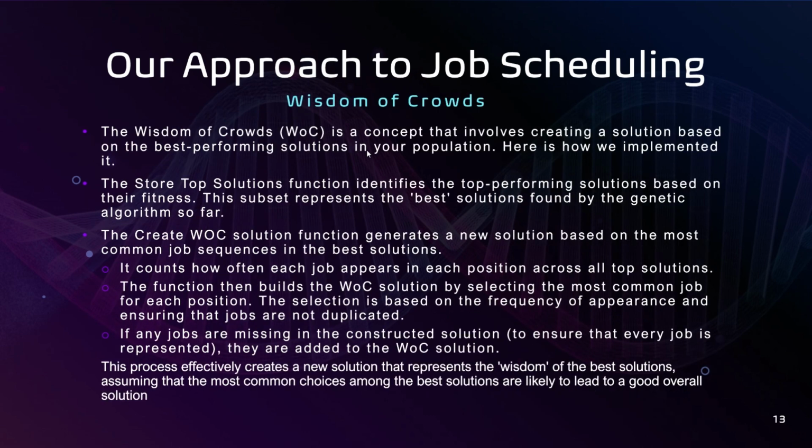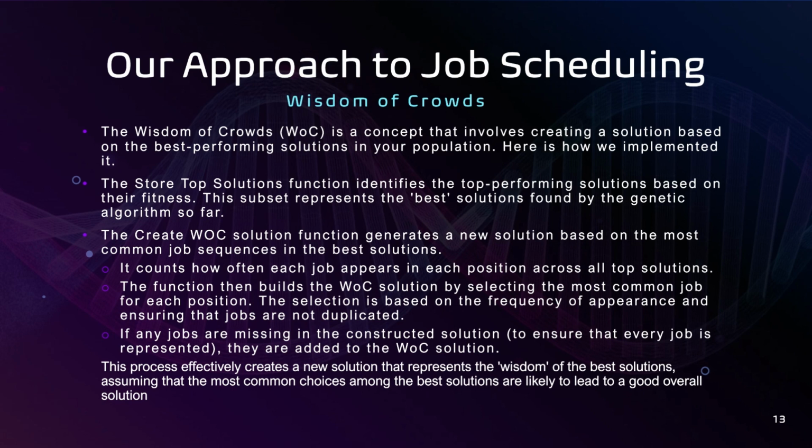Lastly, we have wisdom of crowds. Wisdom of crowds is a concept that involves creating a solution based on the best performing schedules in your population. Here's how we implemented it. The store top solution function identifies the top performing solutions based on their fitness. This subset represents the best solutions found by the genetic algorithm so far. The create WOC solution function generates a new solution based on the most common job sequences in the best solutions.